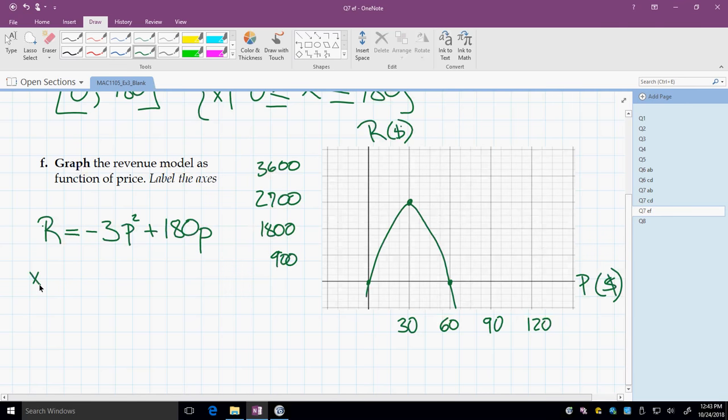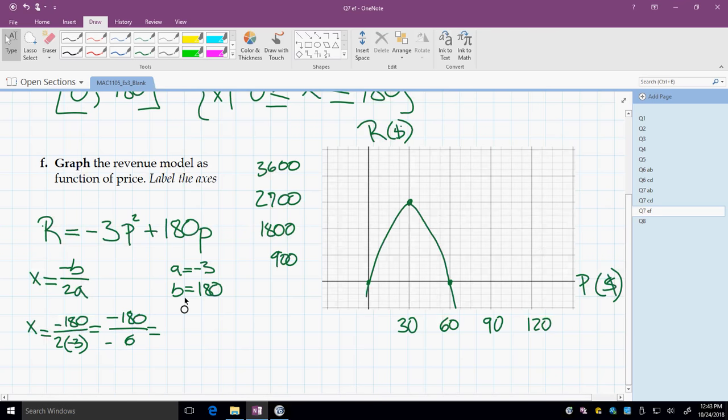To find our vertex, we're going to use the formula negative b over 2a. Now we can see here that a is going to be equal to negative 3 and b is going to be 180. So as we plug in the numbers, we are going to have negative 180 over 2 times negative 3. We're going to get negative 180 over negative 6. Negative and negative is going to give me positive. 180 divided by 6 is going to give me 30. That's how I figure out the x value.